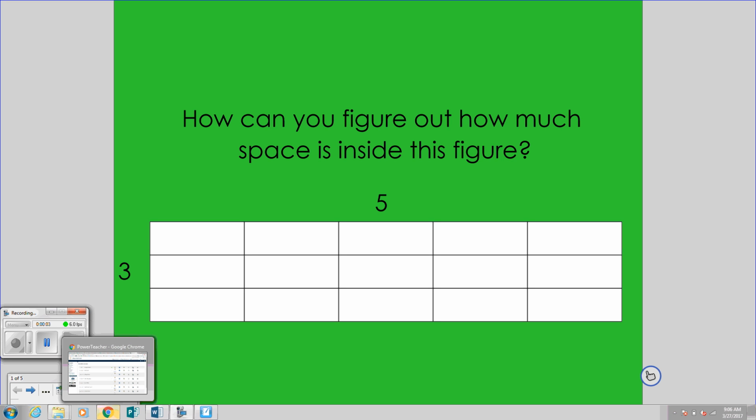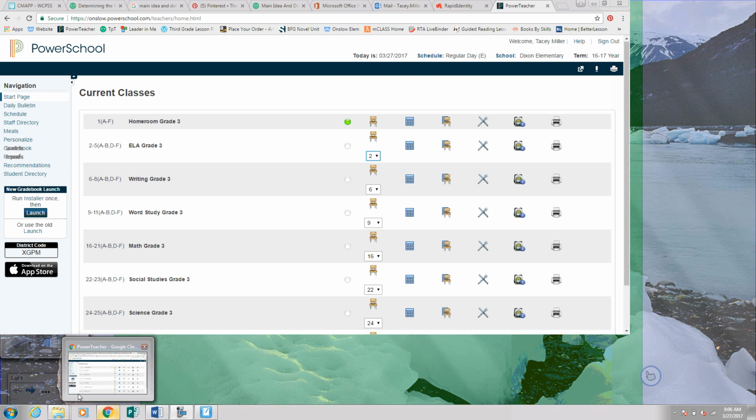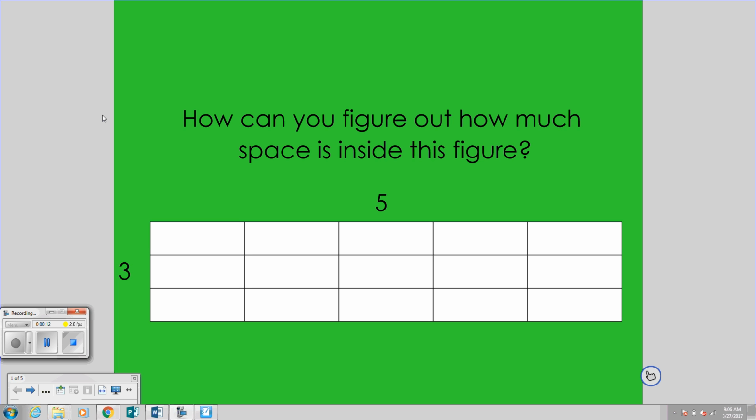Getting started with area. We have a space here that's 5 by 3. We know that it's 5 across, 3 down. How would you figure out how much space is inside this figure? How would you figure out how much space is inside that figure? Mateo? 5 times 3. Why are we doing 5 times 3?